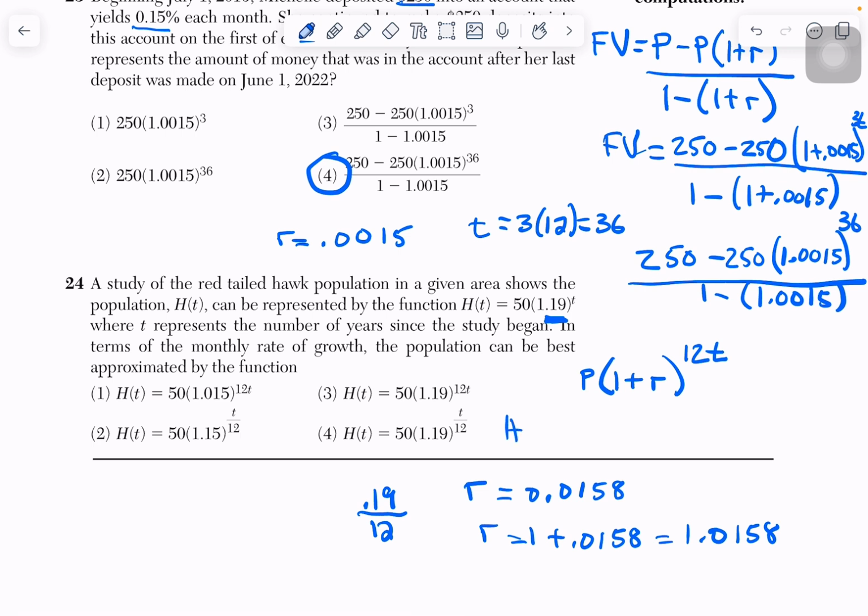So our h of t is going to be equal to the original amount, which is 50, times 1.0158 raised to the 12t. So the closest one to that, approximated by the function, is number 1. All right, so that's 24.